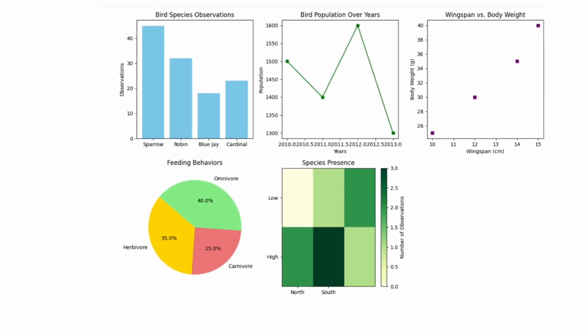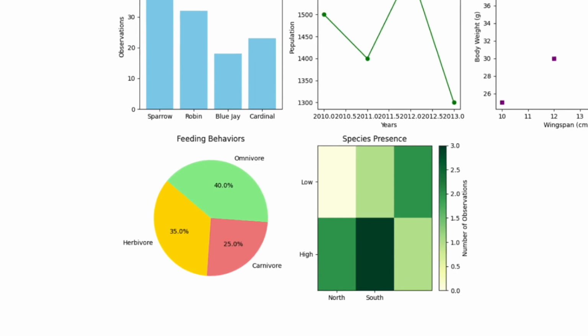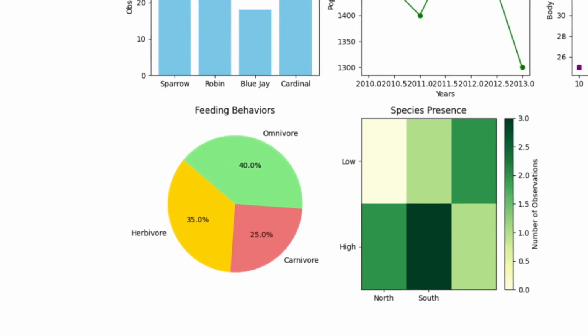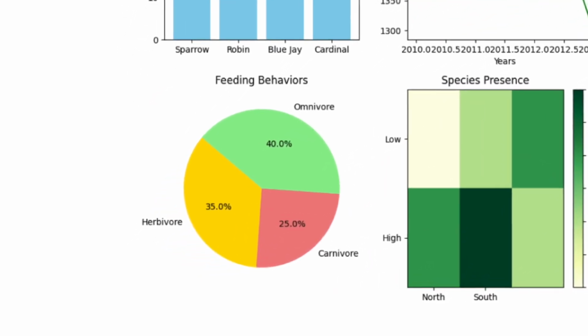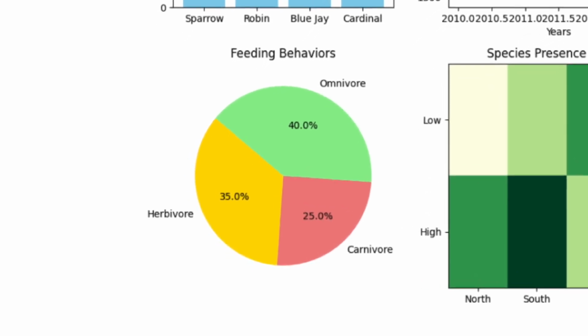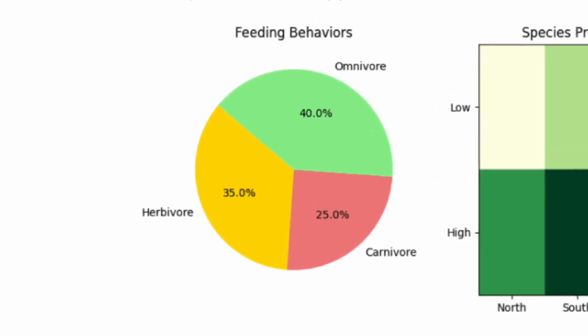This kind of information is like a puzzle piece that helps us understand how different birds survive and thrive in their habitats. Now, let's take a closer look at a pie chart. Imagine you have a delicious pie and you want to know how much of it is filled with different kinds of fruits. A pie chart helps us see the proportions of different things in a clear and, of course, yummy way. In our case study, we use pie charts to understand what different bird species like to eat.